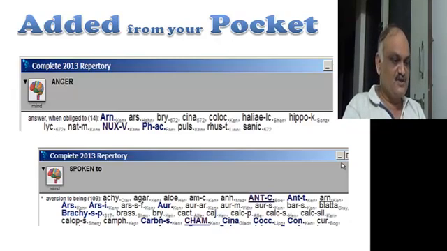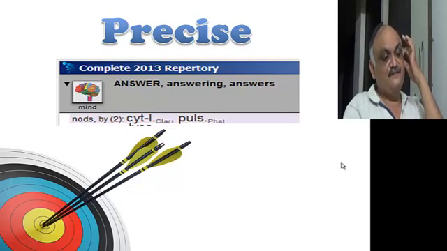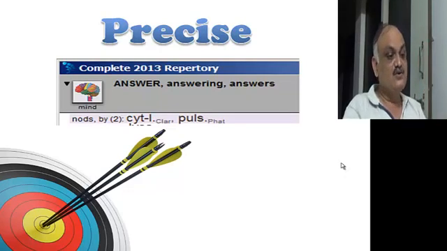Another is spoken to, aversion to, being. They look very similar, right? Spoken to, aversion to, being. What does it mean? He doesn't like somebody speaking to them, telling them do this, do that, don't do that. And you see here Bryonia is the main medicine, because they don't like that kind of disturbance. Chamomilla. So this is something added from our pocket, and in many cases we are adding so many things from our pocket. Here the precise rubric is answering, nods by.